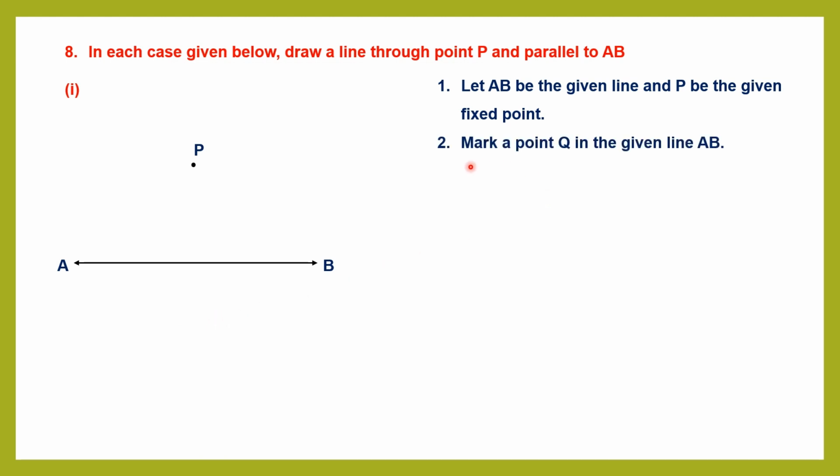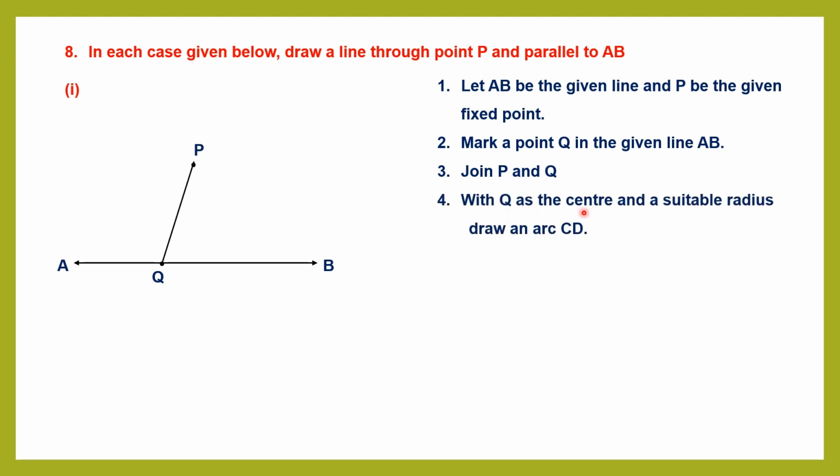What's the next step? Mark a point Q in the given line AB. Don't mark it right below, mark it here or here, away from it. So mark a point Q. So we have a point Q on the line AB. Now join PQ. So let's join P and Q. You have a line like this now, isn't it?